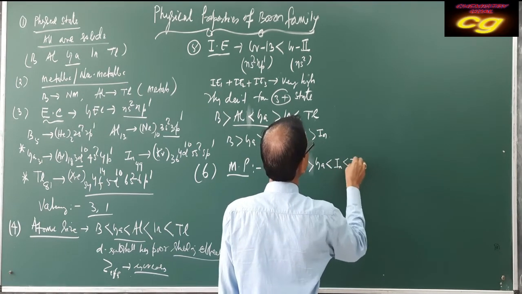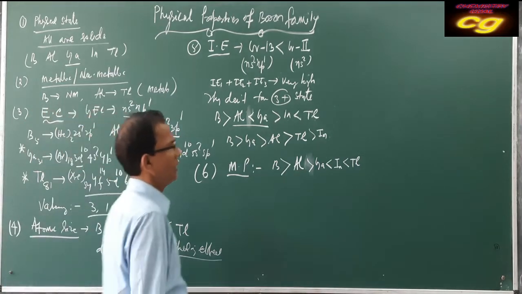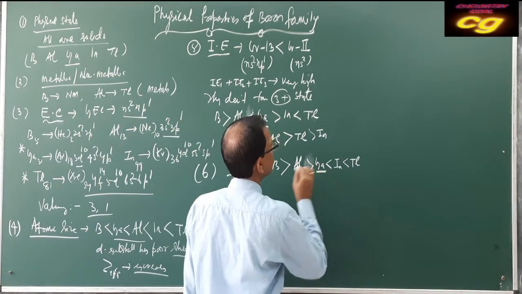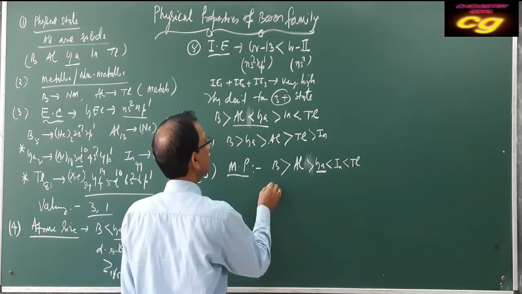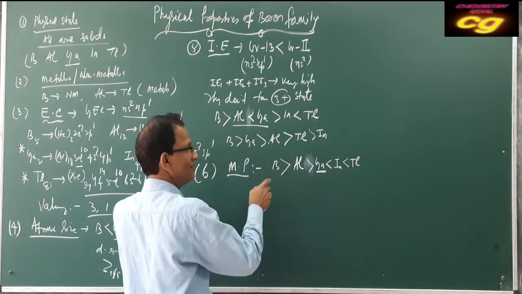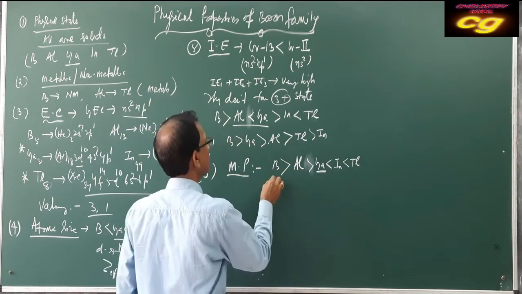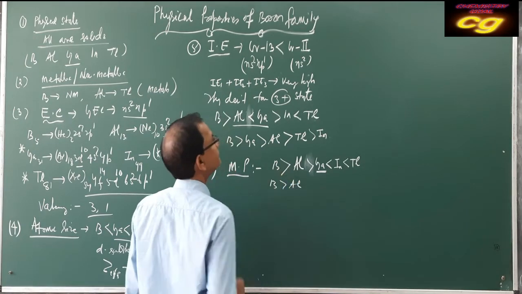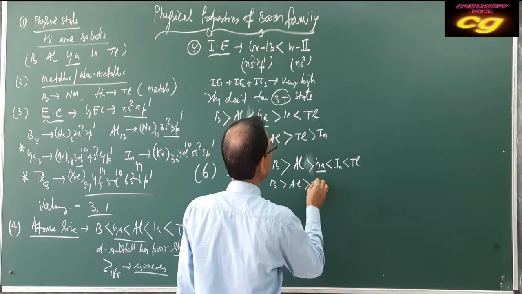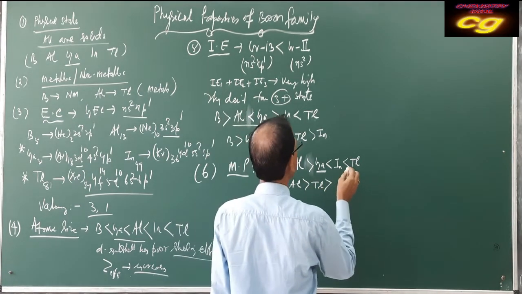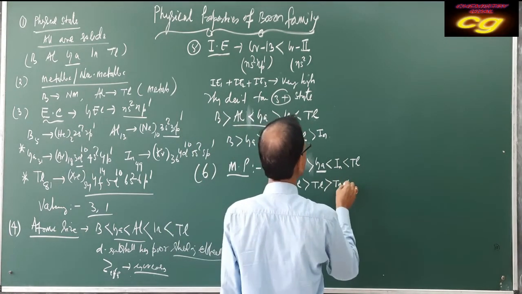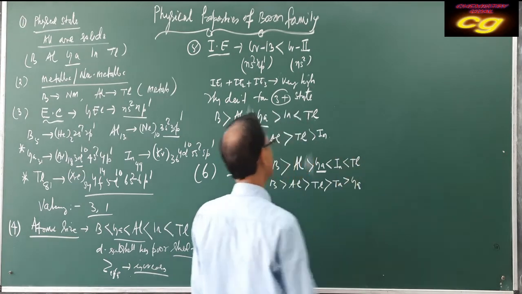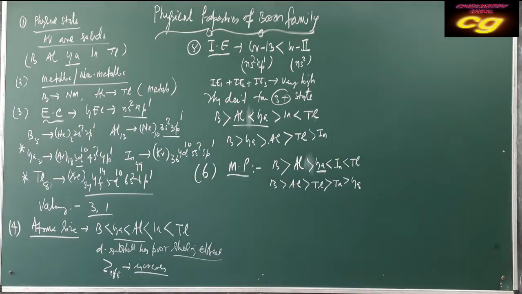Okay, then thallium. Here gallium is lowest. If you write the order, it is boron greater than aluminium, greater than thallium, greater than indium, greater than gallium. Boron, aluminium, then thallium, then indium, then gallium. This is the order.